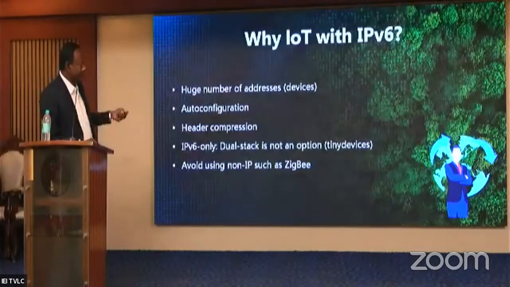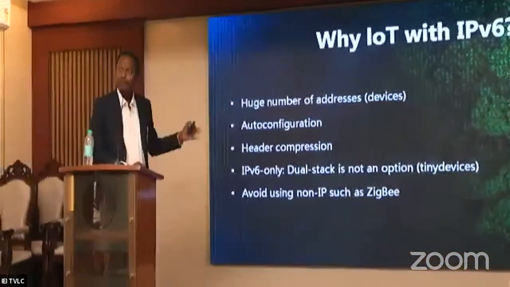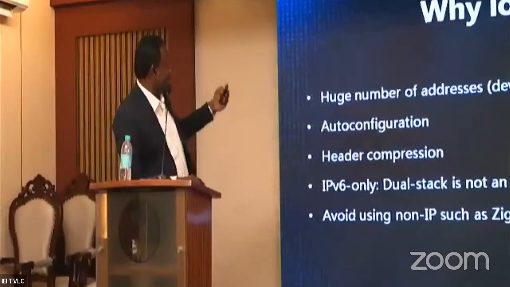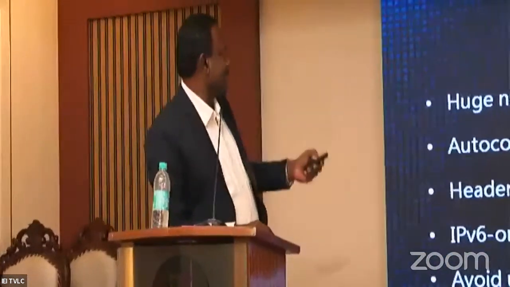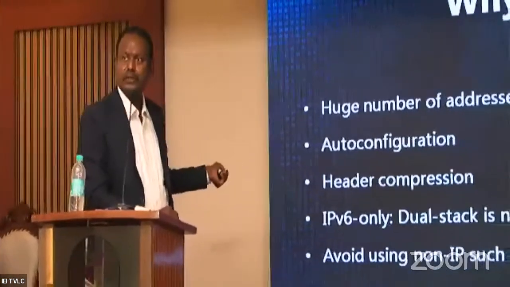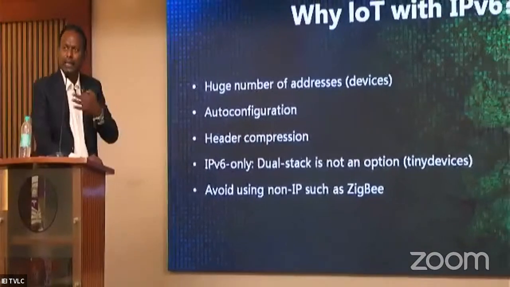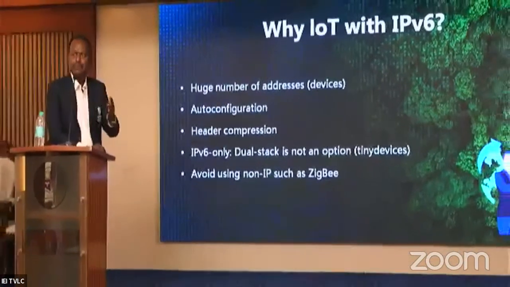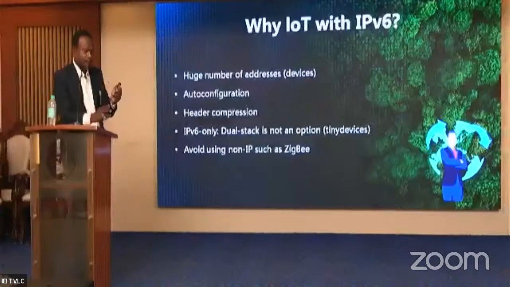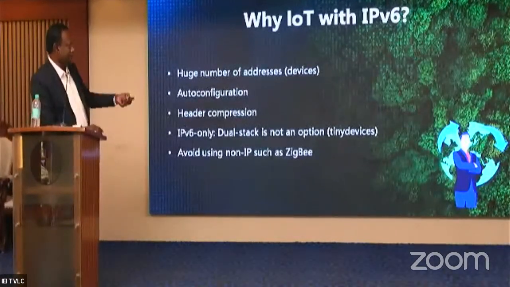Then why is IPv6 very important for IoT? That is what I am listing as points. The huge address space, and the auto configuration also. The addresses can be easily auto configured, and then there is header compression. Those facilities are also there. Depending upon the nature of the communication or the environment, those things can be compressed also. And then IPv6 dual stack is also there.